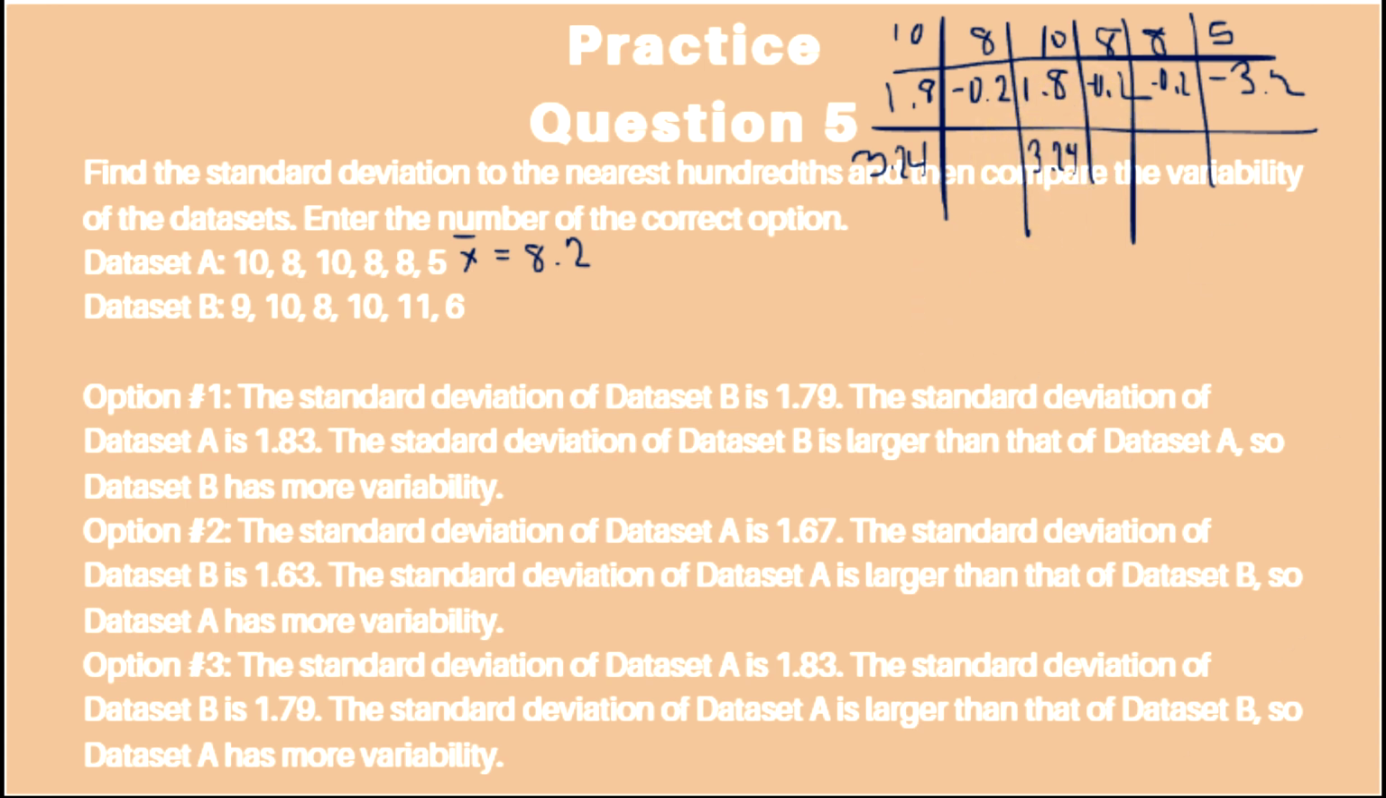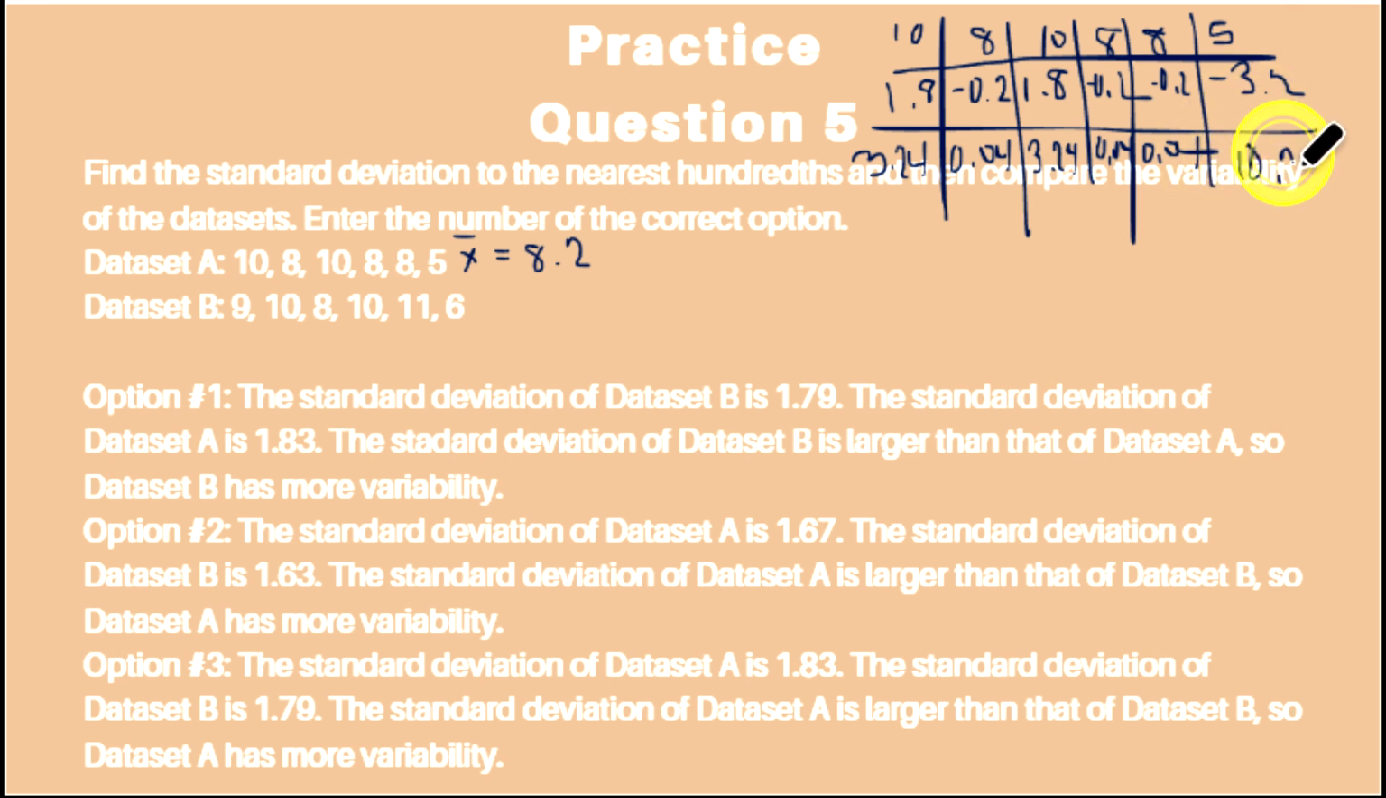Negative 0.2 should be negative 0.4, but I don't trust myself. So 0.2 times 0.2 gives 0.04. See, it's a good thing that I did that. 0.04. 0.04. 0.04. And now let's do 3.2. Clear. 3.2 times 3.2 gives us 10.24.